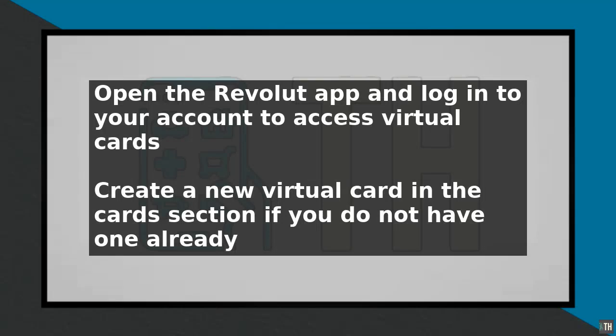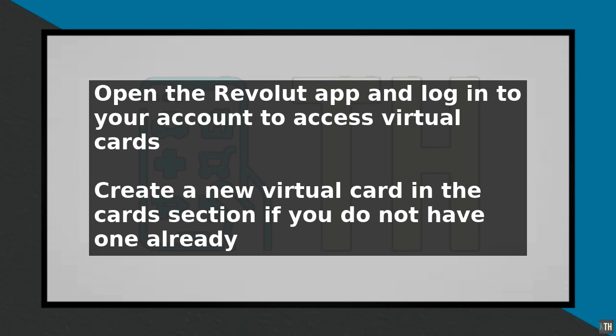To use a Revolut virtual card on Android, start by opening the Revolut app and logging into your account. If you do not have a virtual card, go to the Cards section and click on Add New Card. Then select Virtual Card and follow the prompts to create one.